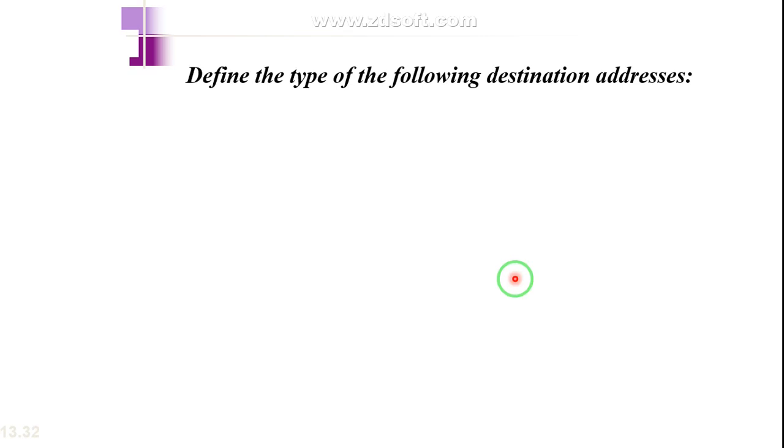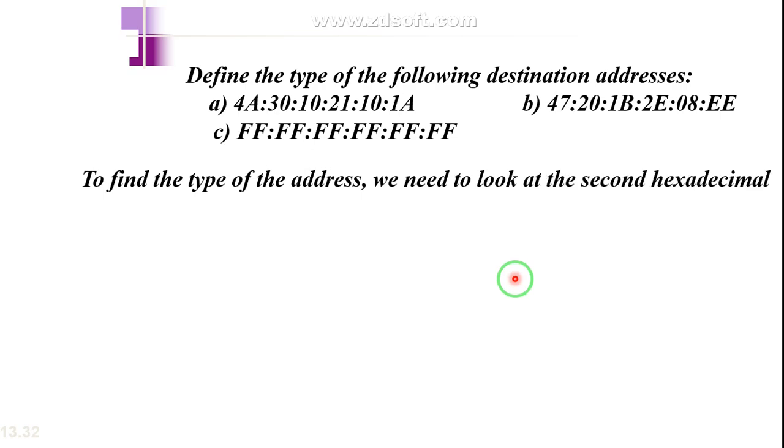So let's define the type of the following destination addresses. Suppose these are the 3 examples we have taken. So please guys note down these addresses. Now, to find the type of the address, as I already told, we need to look at the second hexadecimal digit, that is the LSB of the first byte. This is your first byte. So in total 6 bytes are there, and each byte has 2 hexadecimal digits. So we are talking about the LSB of this first byte. It means this second hexadecimal digit from your left side. Understood?